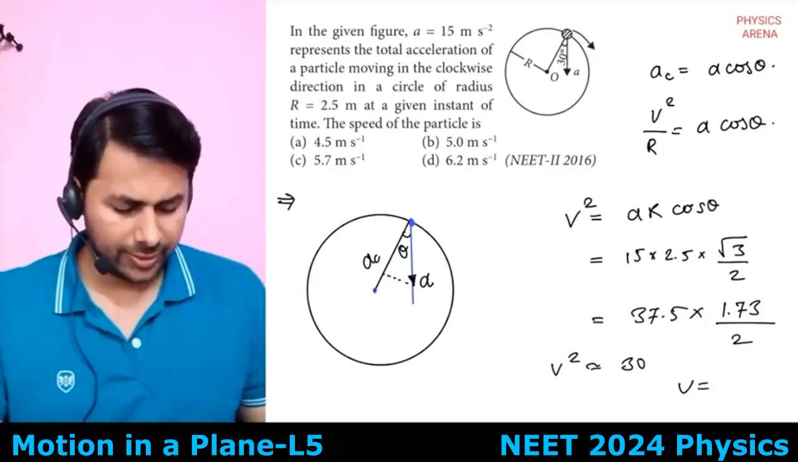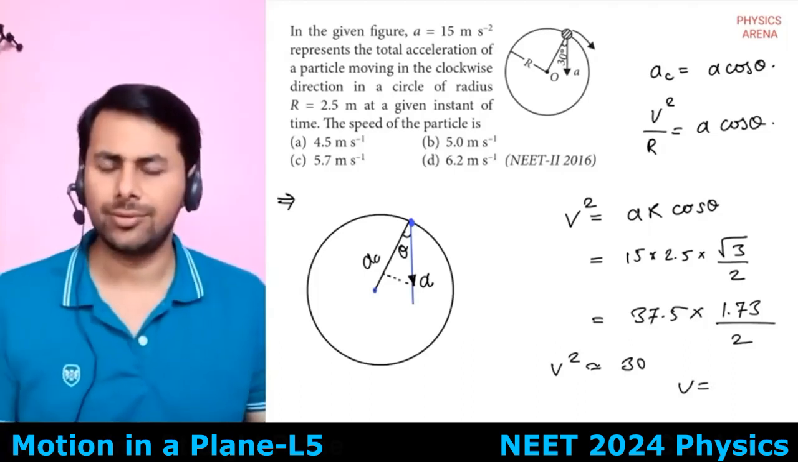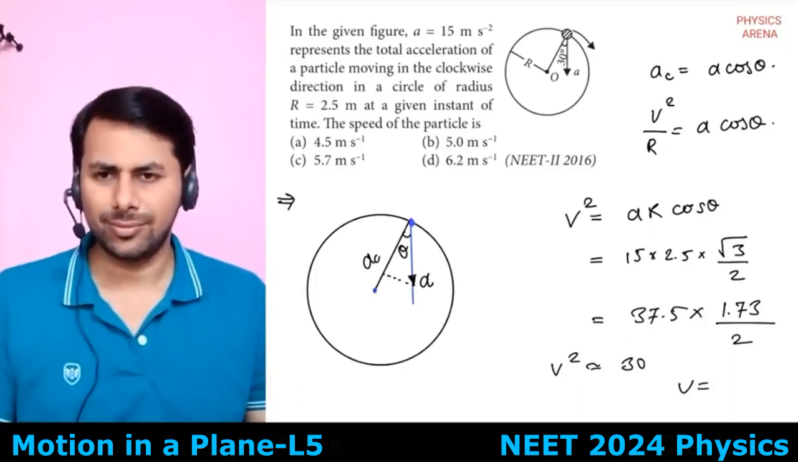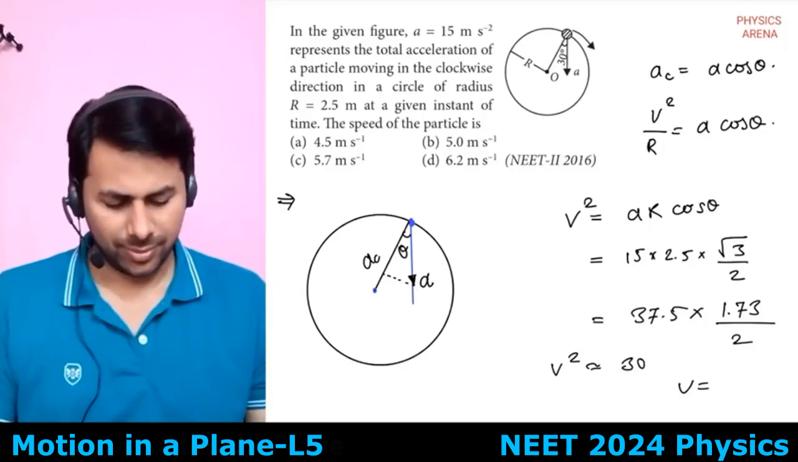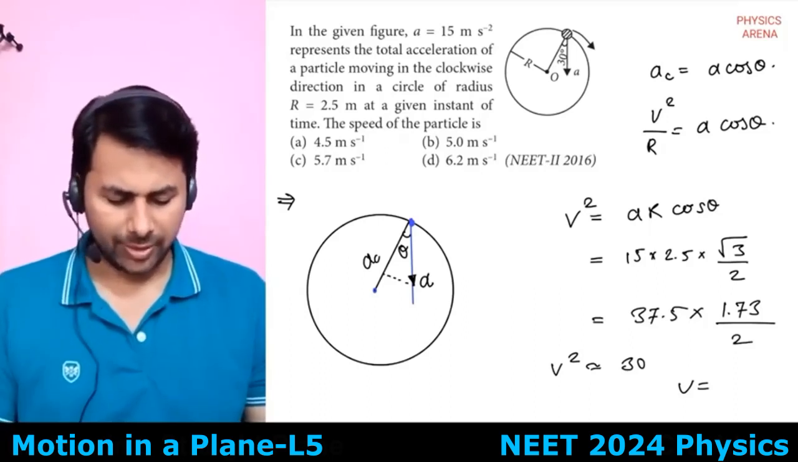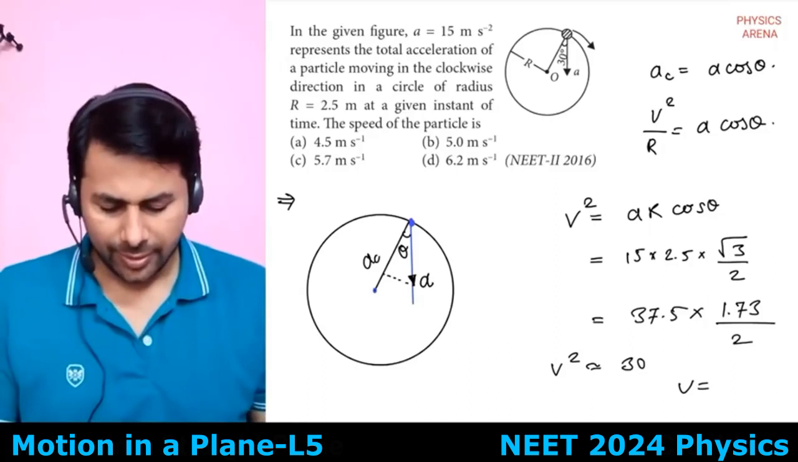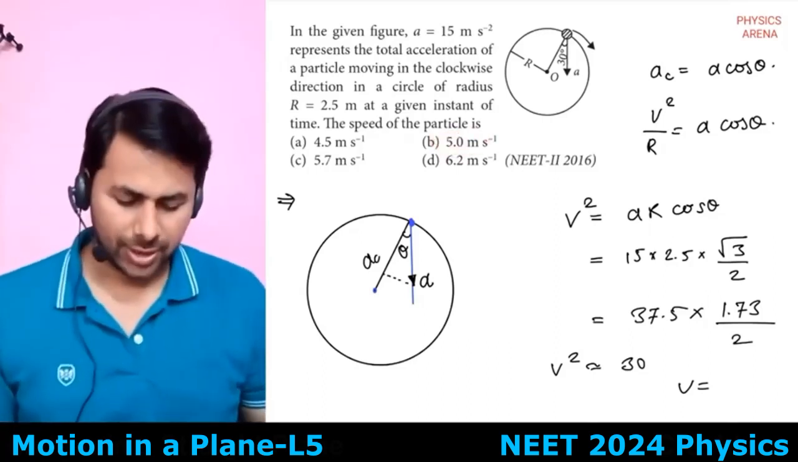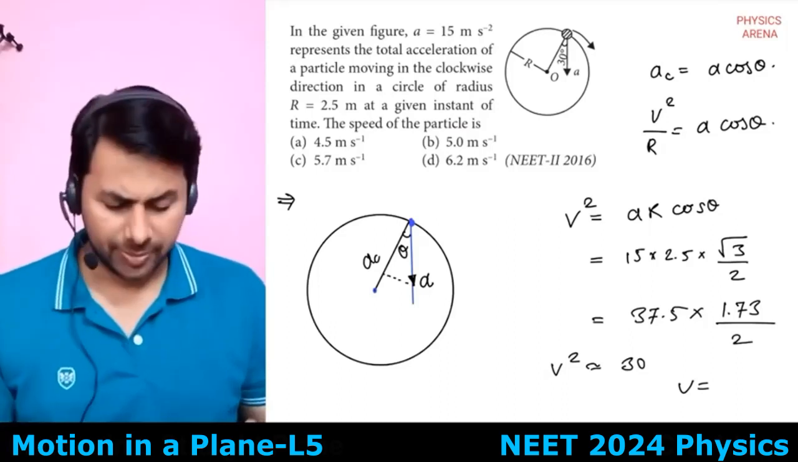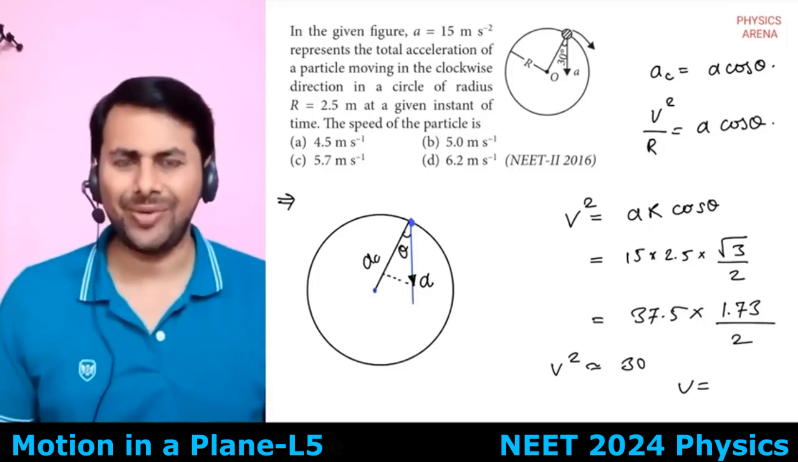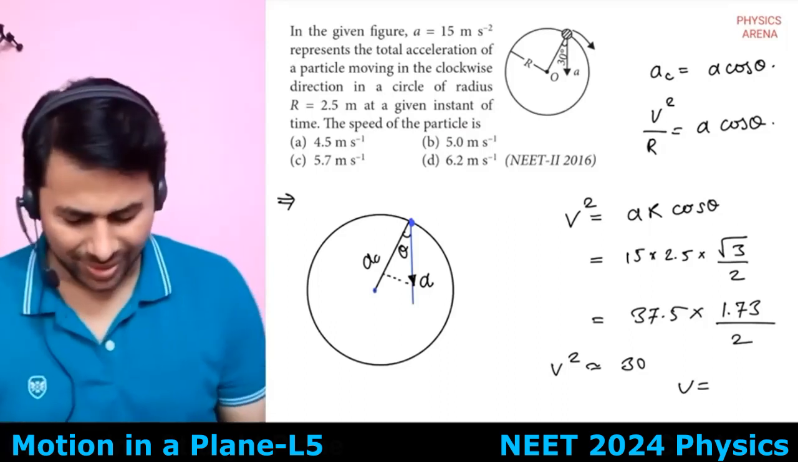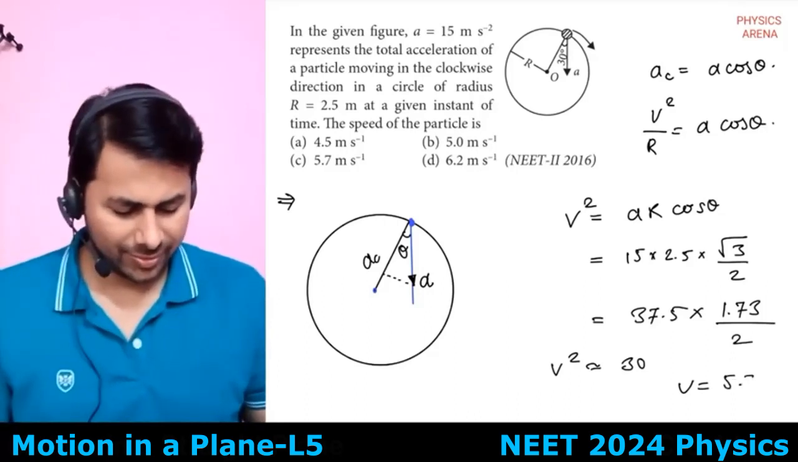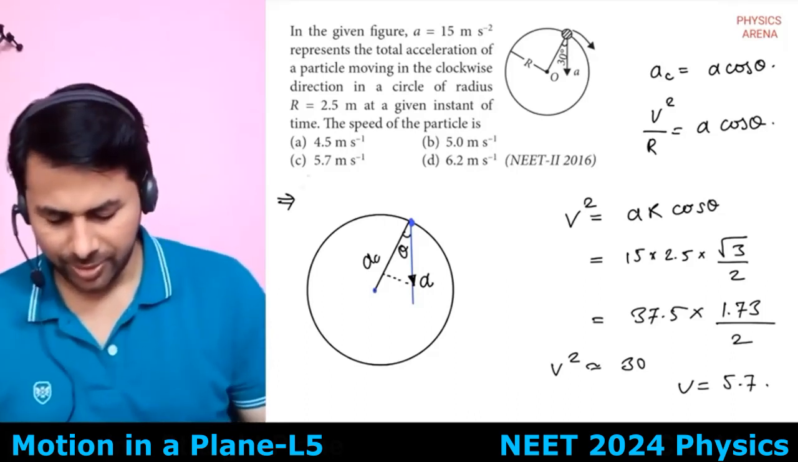How much will be V then? It will be 5.7. Right. So 5 square is 25, 6 square is 36. It's between 25 and 36, so it will be 5.7. Good. So it's option C.